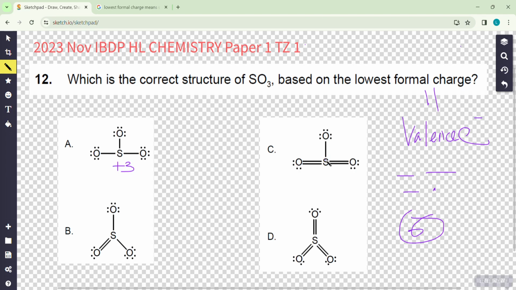Second one, 6 minus 5, plus 1. The third one, 6 minus 4, plus 2. The fourth one, 6 minus 6, 0. So for the structure, the sulfur has the lowest formal charge, so it is the most stable, lowest energy, and then it should be the structure. So the answer is D.